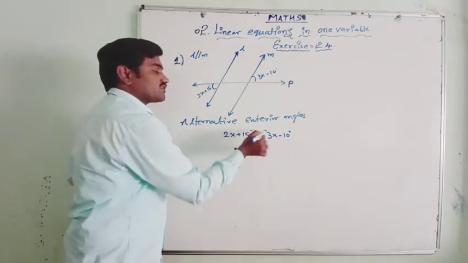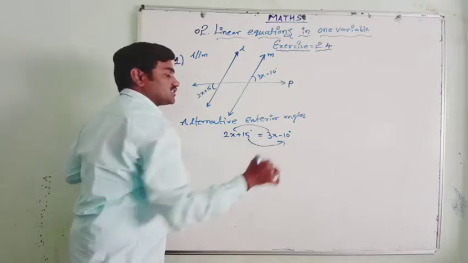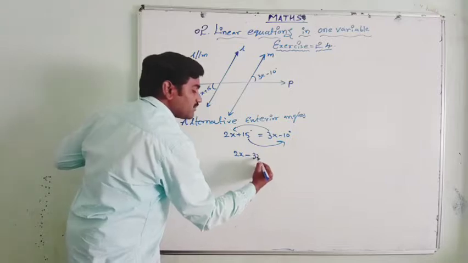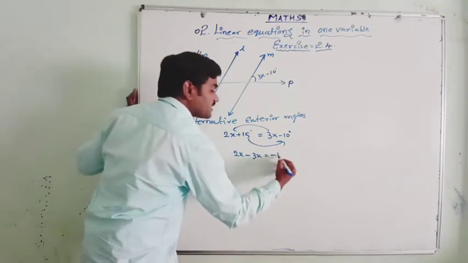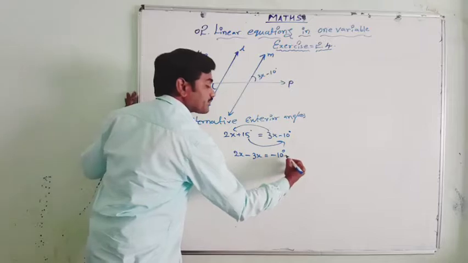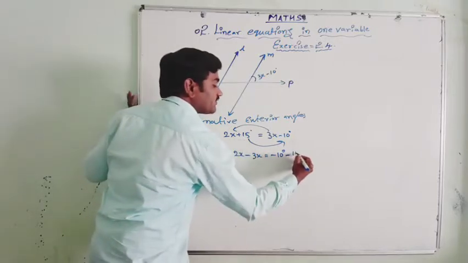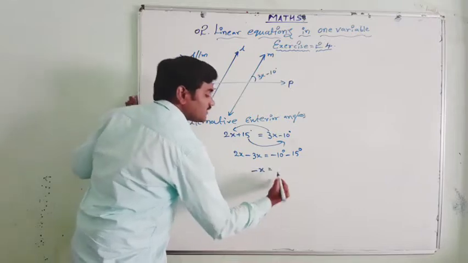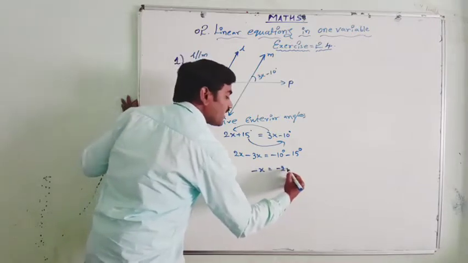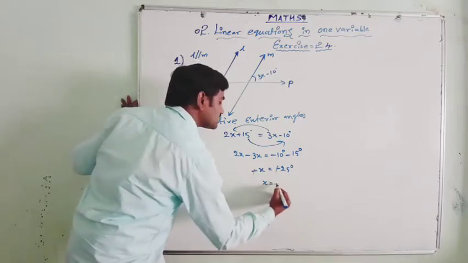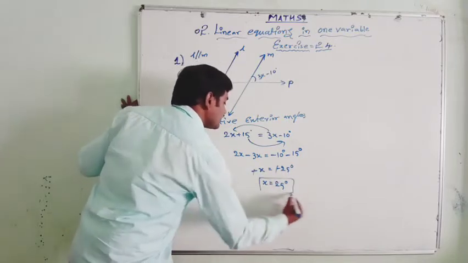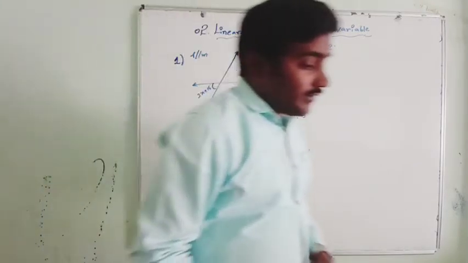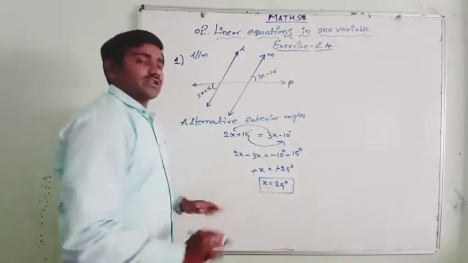x terms we transfer to one side and constant terms to the other side. Here 2x, plus 3x becomes minus 3x, and here already there is a minus 10 degrees, and plus 15 degrees becomes minus 15 degrees. 2x minus 3x is minus 1x, equal to minus 25 degrees. Then minus minus cancel, x equals 25 degrees. So we found the value of x, that's enough.